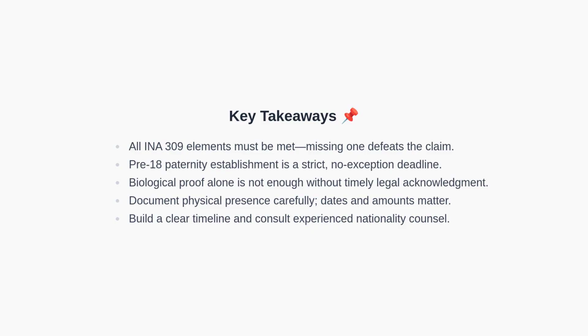Here are the key takeaways. First, every element under INA 309 must be satisfied. Omission of any single requirement defeats the claim. Second, the pre-18 paternity establishment requirement is absolute and admits no exceptions. Third, biological proof is necessary but not sufficient. Timely legal acknowledgment is essential. Fourth, physical presence must be documented precisely, with careful attention to dates and totals. Finally, constructing a clear timeline and seeking experienced nationality counsel can be decisive in complex cases.